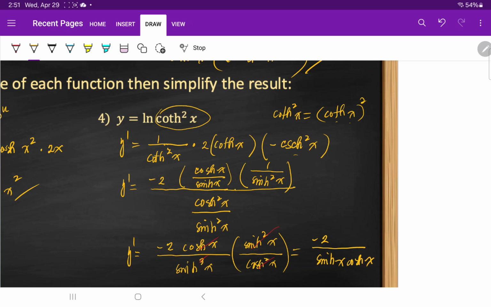Alright, then we can simplify further by multiplying both the numerator and the denominator by 2 over 2.